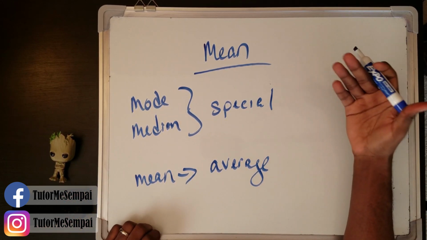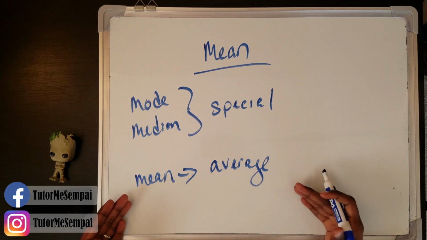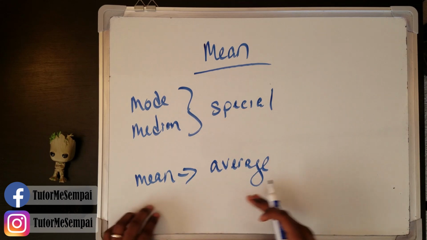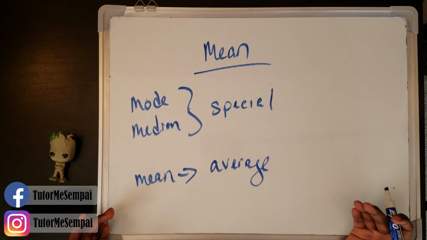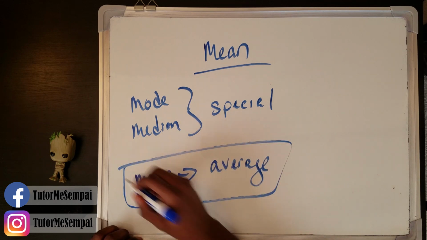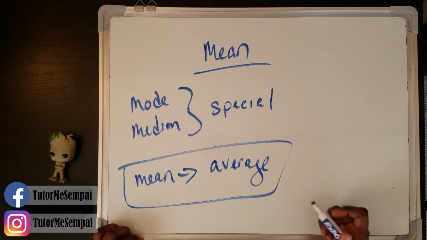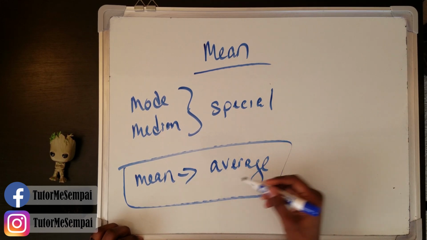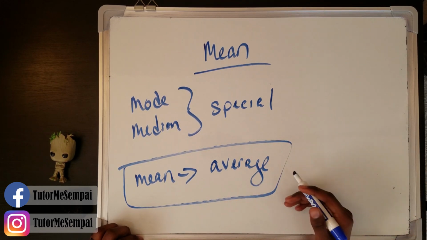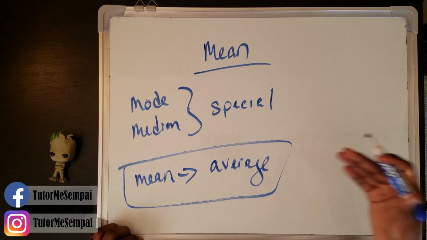So instead of being special, we're going to call it average. Those two are the special ones. This one is average. But that's exactly what the mean is. It's the average. So you can think about it that way. While these two are special, mean is just average. And that is exactly what it means, the average of a set.